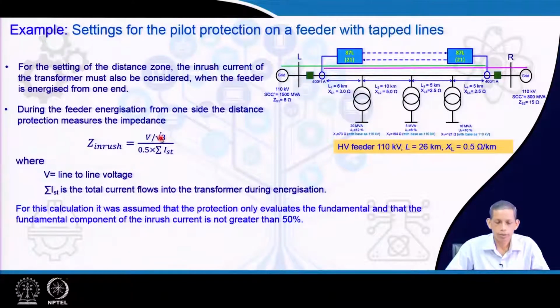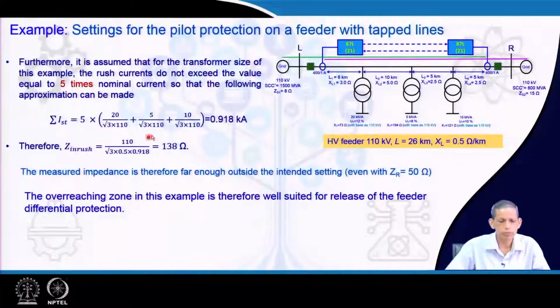So, V by root 3, 110 by root 3 in this case, and we assume that the corresponding inrush has a fundamental component of 50% maximum for that maximum inrush situation, and the summation of the inrush current in the 3 branches. So, that is what we talk about here, the IST, the total current that flows in the transformer during the energization, in all the 3 branches. For calculation, it was assumed that only the 50% fundamental is considered, which is typically what happens in case of inrush current also. We have a large amount of other harmonic components, particularly the second harmonic.